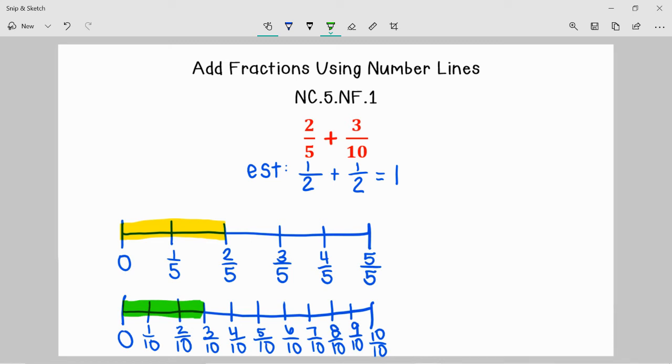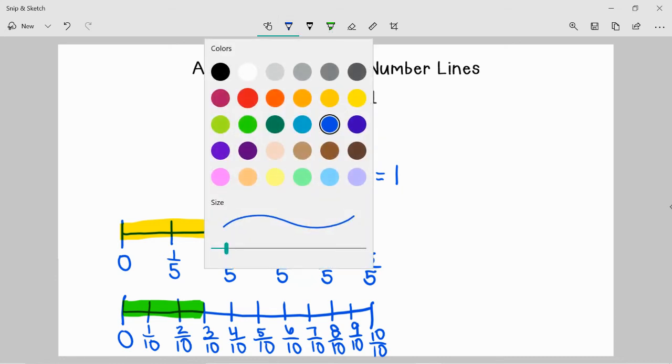So now we know that in order to be able to add these fractions, we would need them to have the same denominators. And when I look at these number lines, I see that our 5ths number line could actually be split into 10 equal parts instead of just being in 5 equal parts. That would allow me to look at the 2/5 in terms of tenths instead of fifths. So I'd be able to have both of these fractions in tenths.